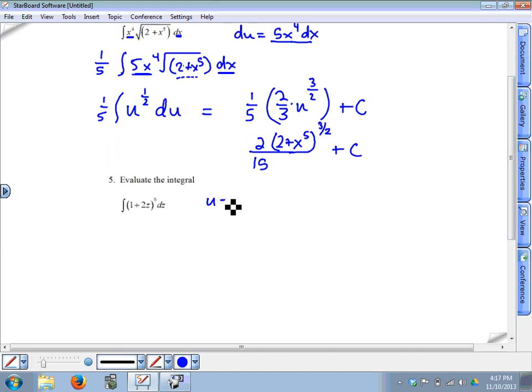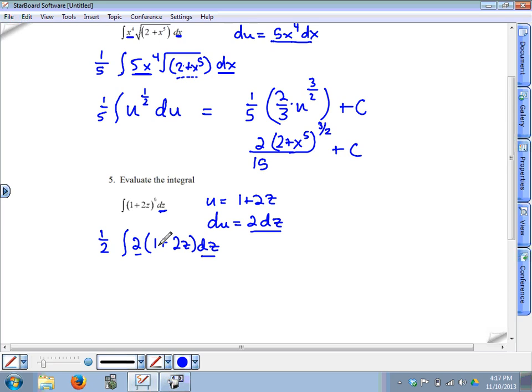Okay, another u substitution. We can let u equal 1 plus 2z, so du is equal to 2 dz. Now we have the dz that we need, but we don't have a 2. So what we need to do is multiply a 2 inside. But in order to balance things out, we'd have to multiply here by 1/2.